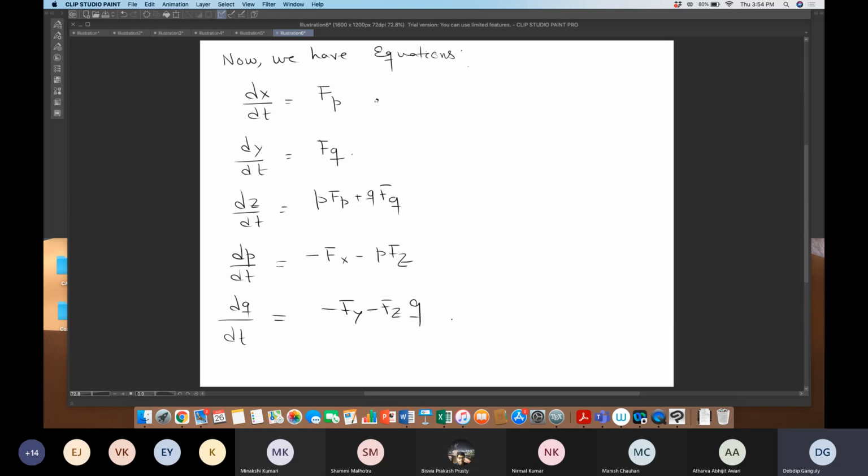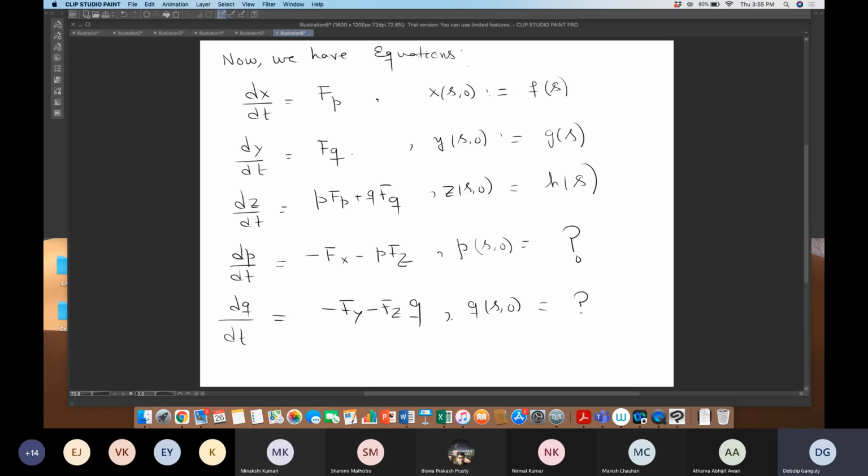Now ODE theory says that we need to have x at s0 is f of s. We already know this. y at s0 we already know, we write as g of s, and z at s0 is h of s. So the question is, what is p of s0, and what is q of s0? Unless we prescribe these two initial values, we will not be able to solve this system of ODE.